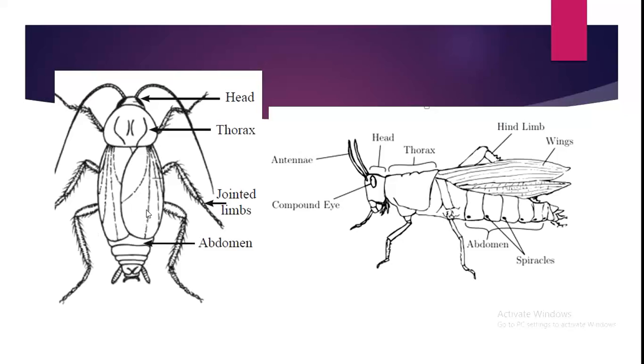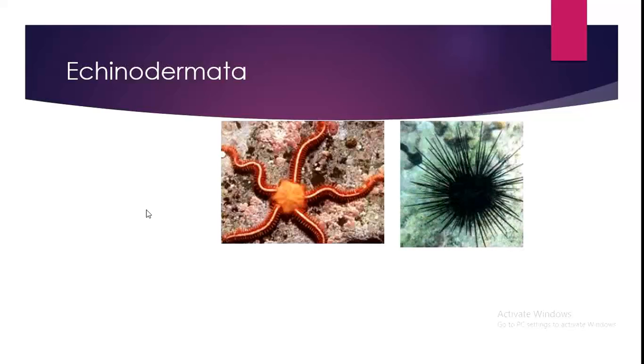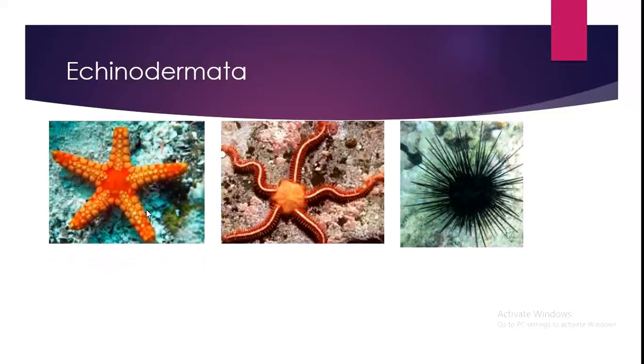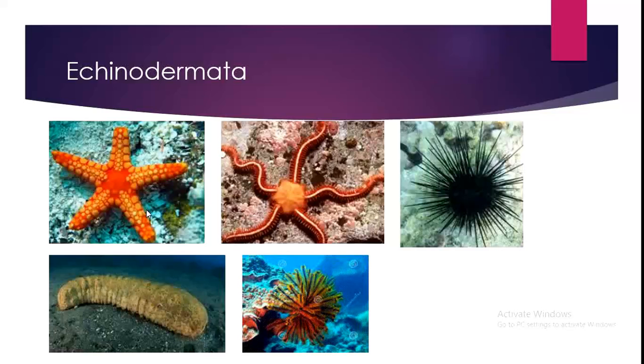Then we are moving on to the last invertebrate phylum, that is phylum Echinodermata. The examples are brittle star, sea urchin, starfish, sea cucumber, and sea lily. All these varieties are marine. All the echinoderms are marine.